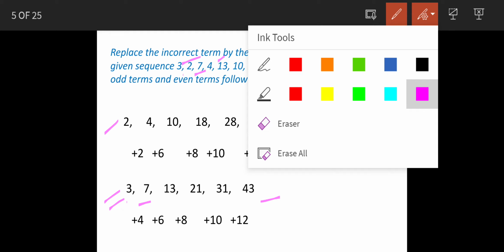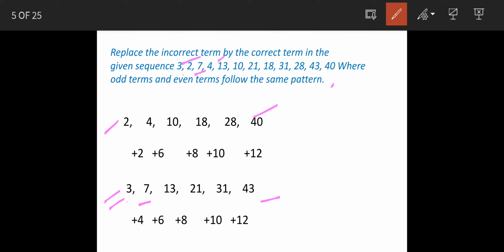Now let's consider the even sequence. The difference between the first and second term, 2 and 4, is 2. Then the second term and third term, that is 4 and 10, the difference is 6. In this manner, if you see, for all these terms it is increasing by plus 2, except for this place. Here it is plus 4.